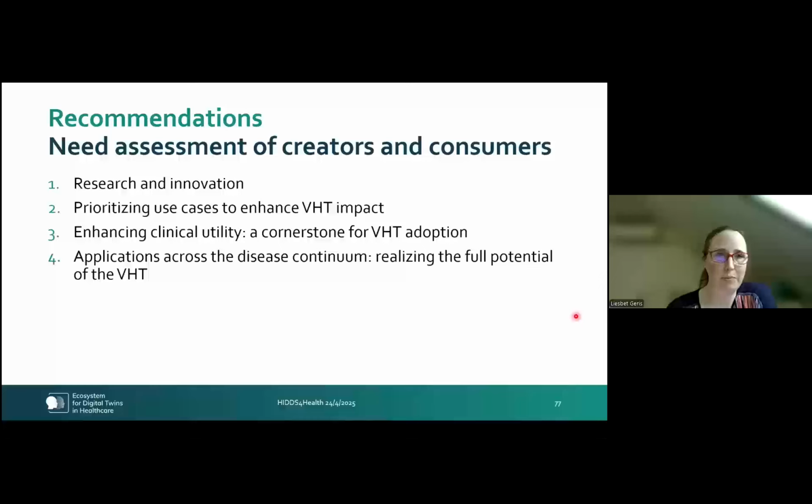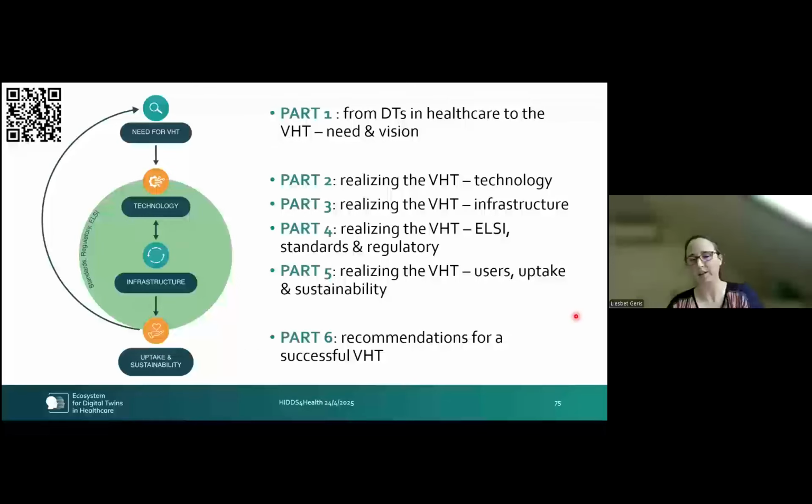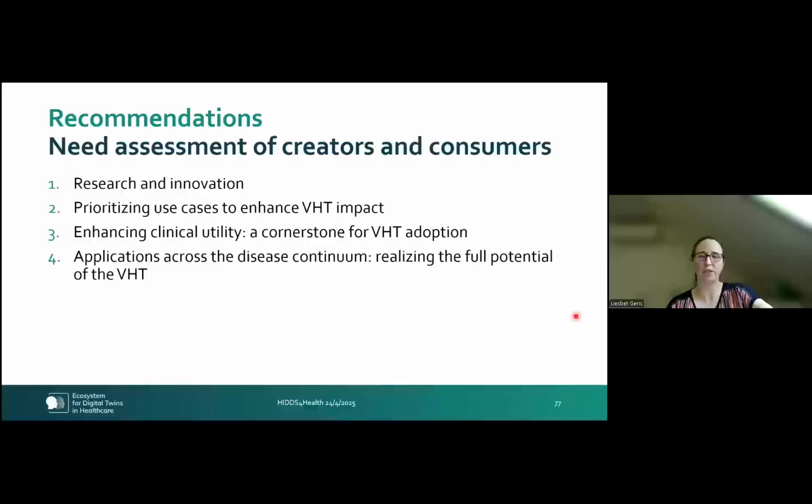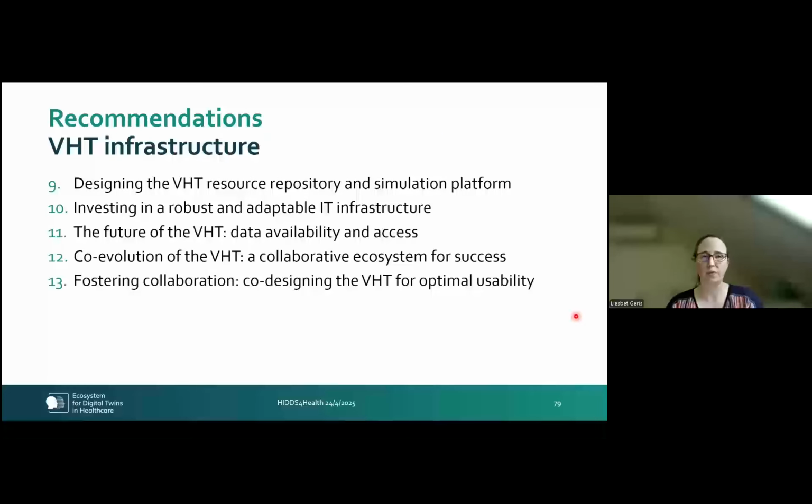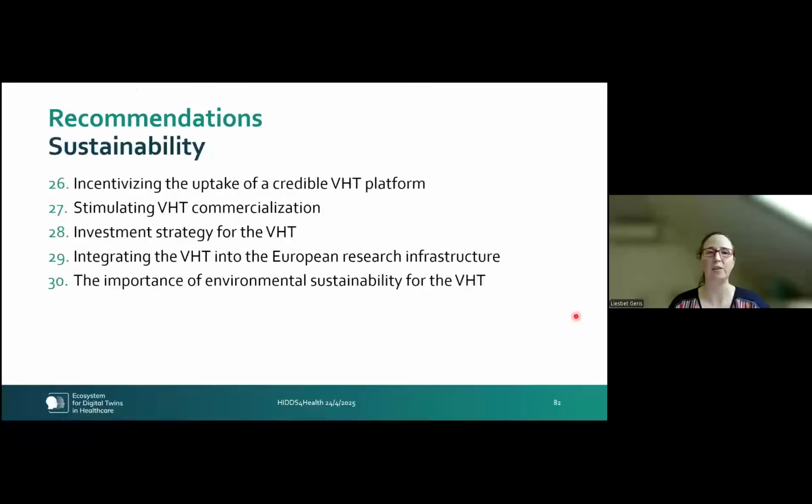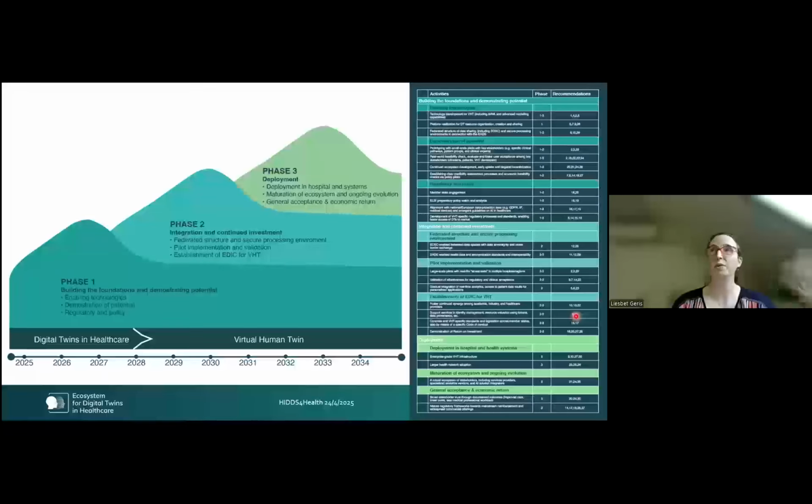So all of these are in order to give everybody that would want to read something about this some anchor in this roadmap. Now, I also have the list of all the recommendations here, but I'm not going to go through that. They actually follow these structures. So for each of those aspects, like for the need, we had different recommendations, with recommendations for the technologies, for the infrastructure, for the ELSI, for the user inclusiveness, and for the sustainability, 30 in total, that talk to different people in the Commission, but also to all of us, academics, to people in hospitals, to the industry, of what they could do in order to facilitate, to make a success out of the VHT.